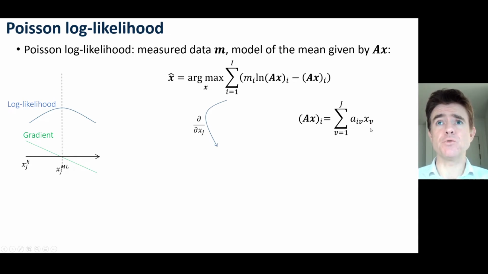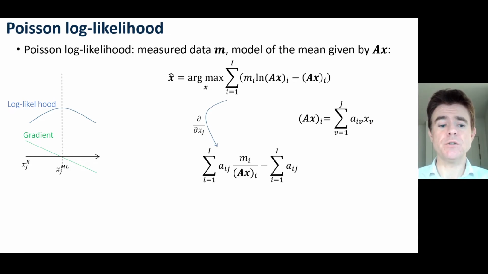So we take the partial derivative of that Poisson log likelihood, and that follows quite simply to be this expression here, which is what we can call the Poisson log likelihood gradient image, and all it corresponds to is a forward projection of an image estimate, that's AX, estimate XK.